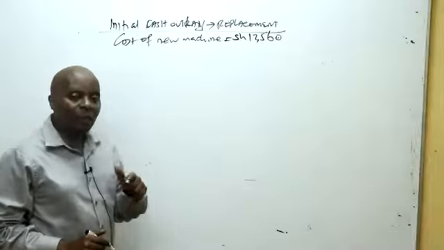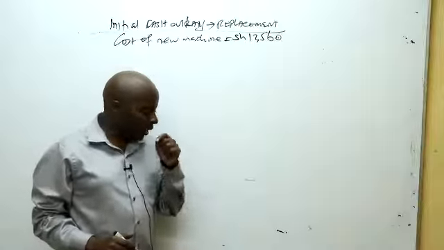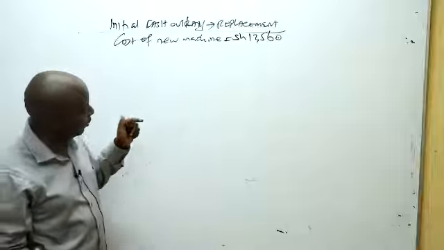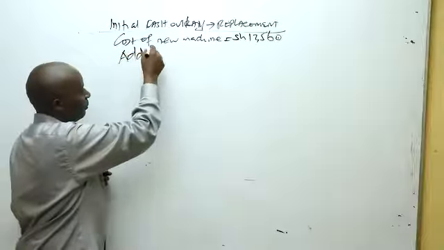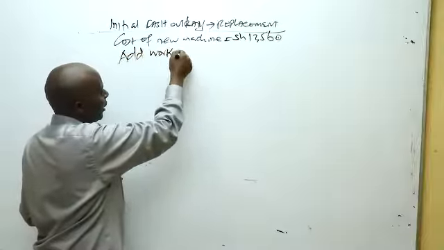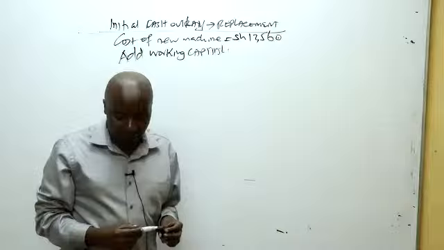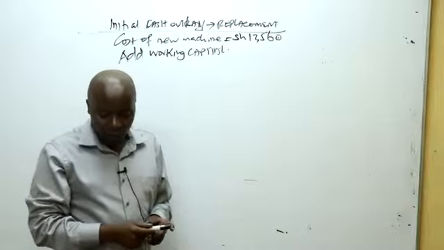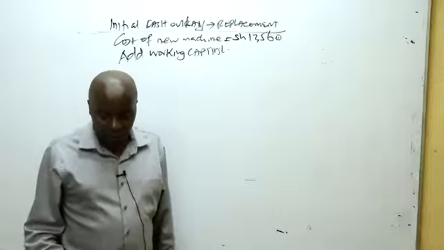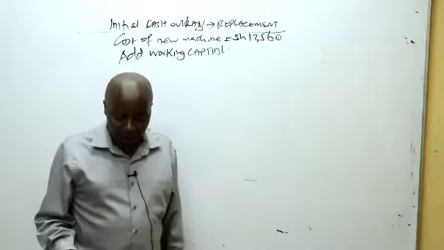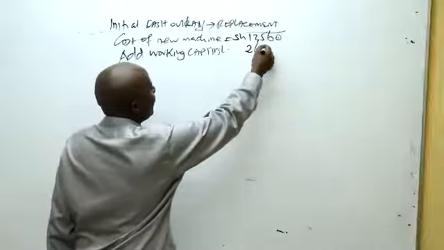Is there any other expense we need really for us to be able to do a replacement? Yes. Once I do a replacement, I acquire this new machine. The new machine can't run itself. We need to add the working capital injected at the beginning. We are told that the new machine will also require an additional investment in working capital of 2,600 at the start. So we have working capital 2,600.